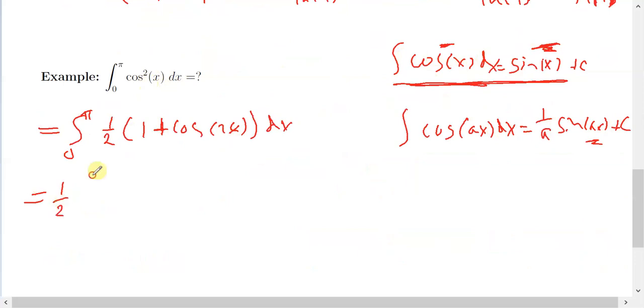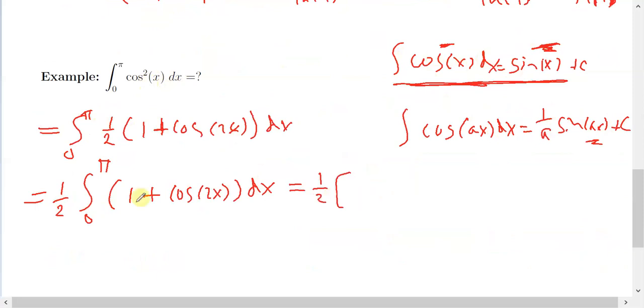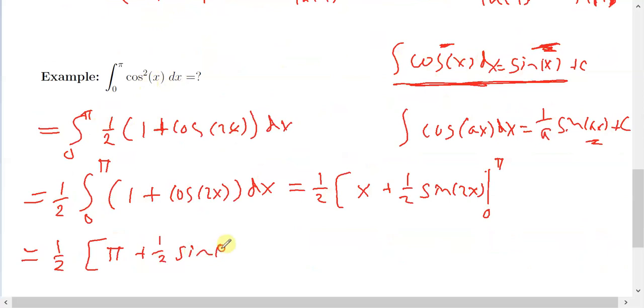So here's what I have: 1/2 times the integral from 0 to pi. I took the 1/2 out in front. And inside I got 1 plus cosine 2x. And now I can apply the integral formulas to this one. I get x here. I get 1 over 2 sine 2x using the formula. And then I evaluate that from 0 to pi. So I get 1/2. Plugging in pi, I get pi plus 1/2 sine 2 pi. Then I'll subtract and plug in 0. Well, that gives me 0 plus 1/2 sine 2 times 0.